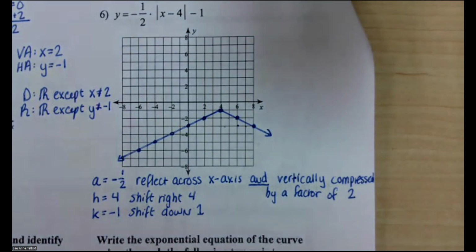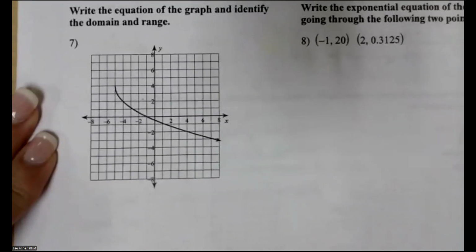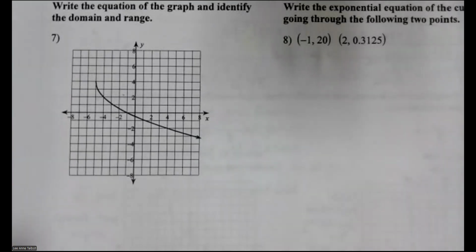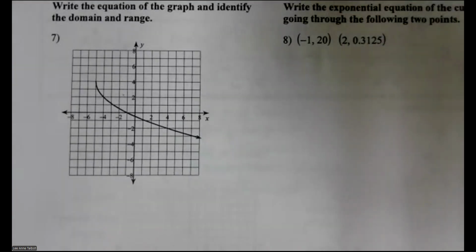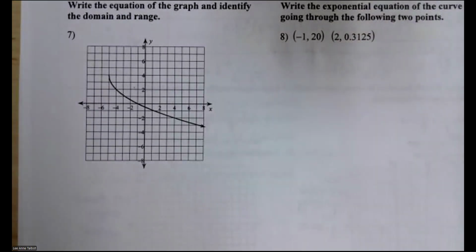Okay, any questions about number 6? We're doing good. Okay, number 7. Write the equation of the graph and identify the domain and range. Okay, so we're going to do this in little baby pieces. First, what is this type of graph? What type is this from your blue pages? Yeah. Radical square root function. Okay, what is the general equation of a square root function?